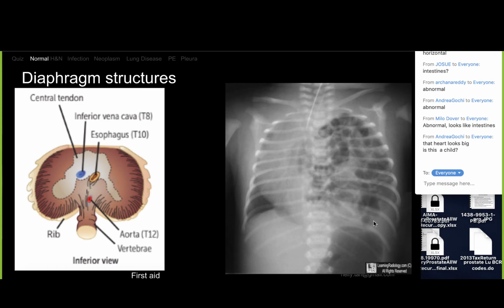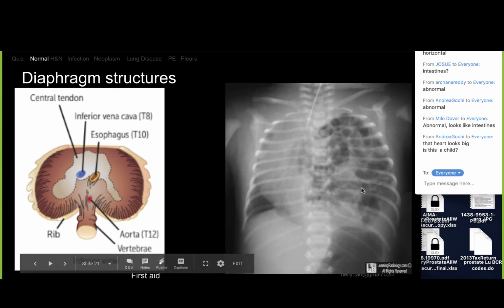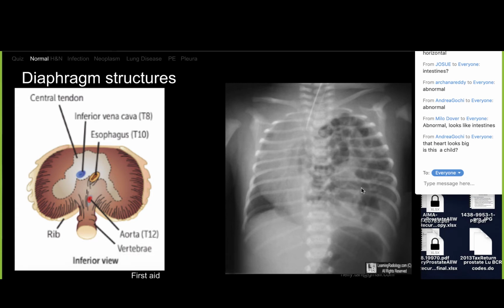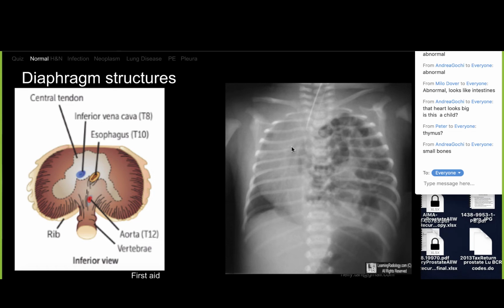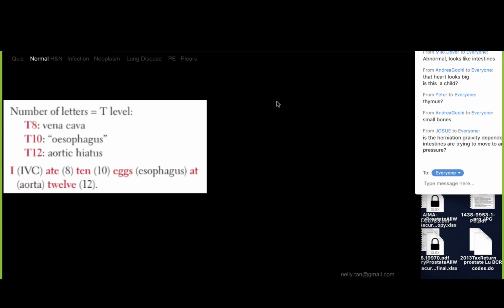Is this a child? Very good, very perceptive. Yes. And why do you know that? Children have physes, thymus. I think a more reliable marker is to look at the bones. Children have physes, and so it's lucent. So you see here, you don't see it because it's just cartilage. It still has to develop. So that's why you know it's a child. Good. Budding radiologist.